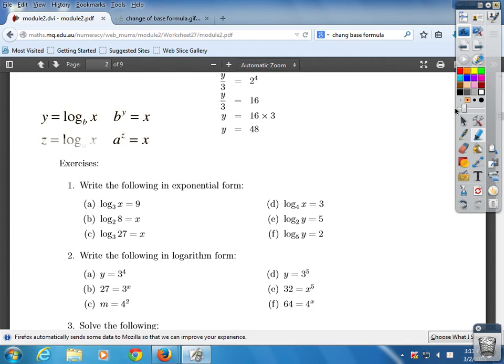Log of 8, and then close parentheses, divided by log of 2. And now you can check it.